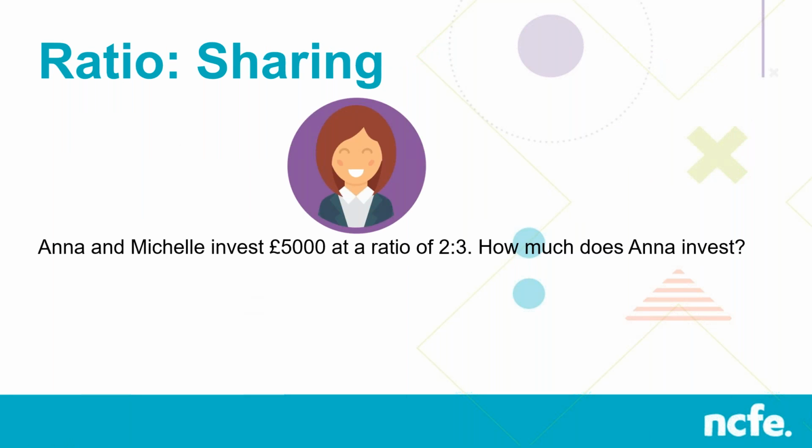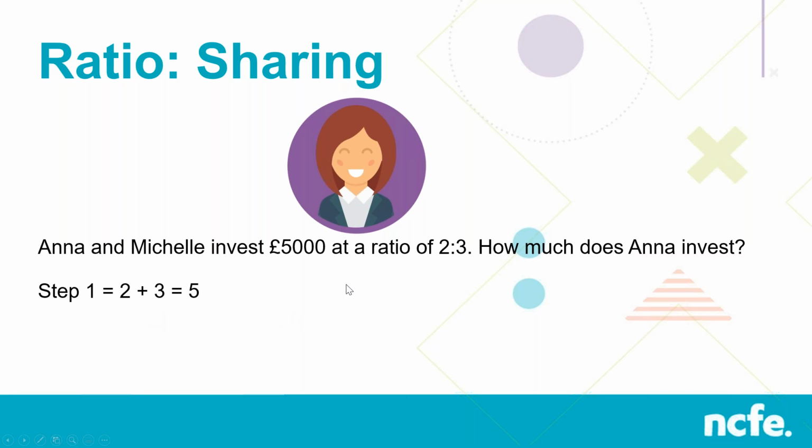Another way that you might see ratio is if you're dividing up amounts. So for instance, Anna and Michelle invest some money into a business. They invest £5,000 altogether at a ratio of 2 to 3. How much does Anna invest?